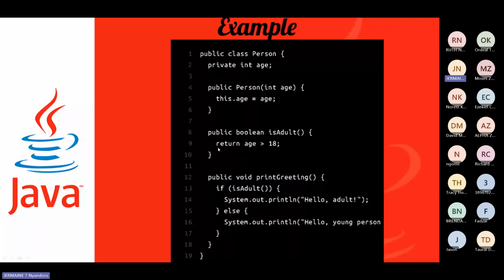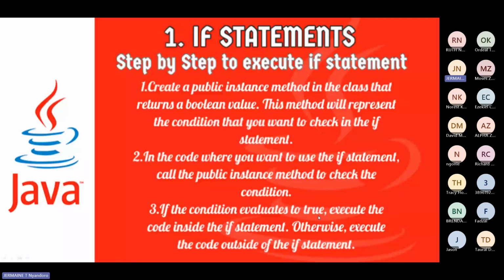From this code, we want to focus on this if statement. So if isAdult, which is being defined here, what should it do? Print hello. So if you enter an age which is above 18, it will print out hello adult. Else, if it is below 18, it will print out hello young person.